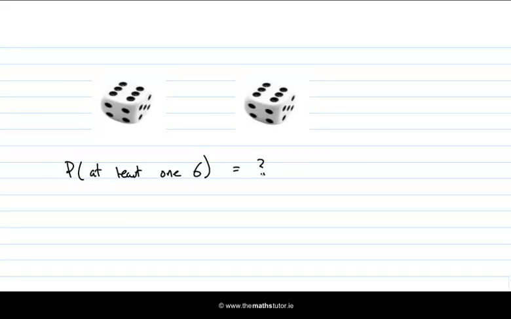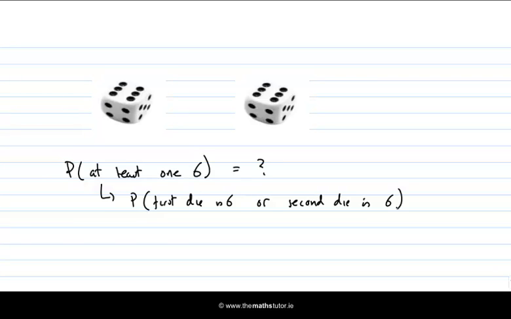Well, how can I get at least one 6? There's basically two possibilities. Either I could roll a 6 with the first die, or I could roll a 6 with the second die. So really this is the same as the probability that the first die is 6, or the second die is 6. Okay, so that's another way to rephrase this question.